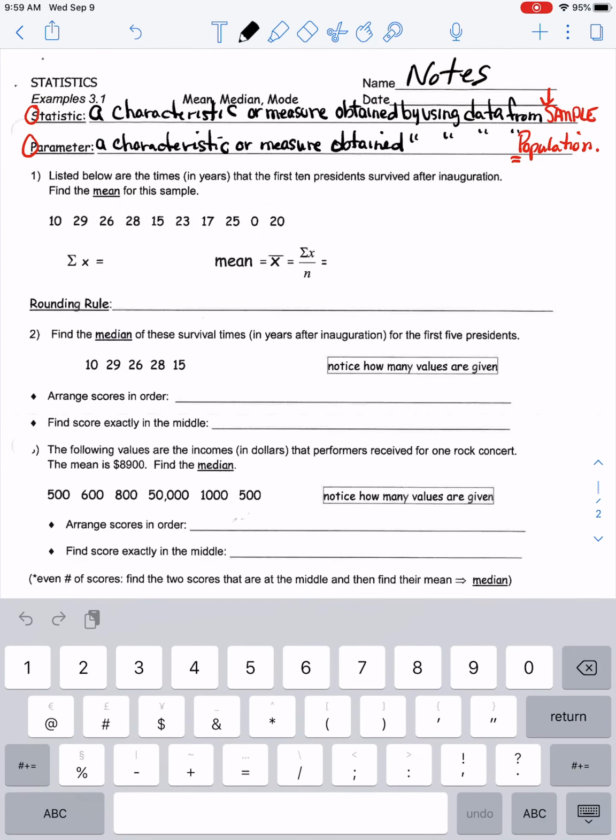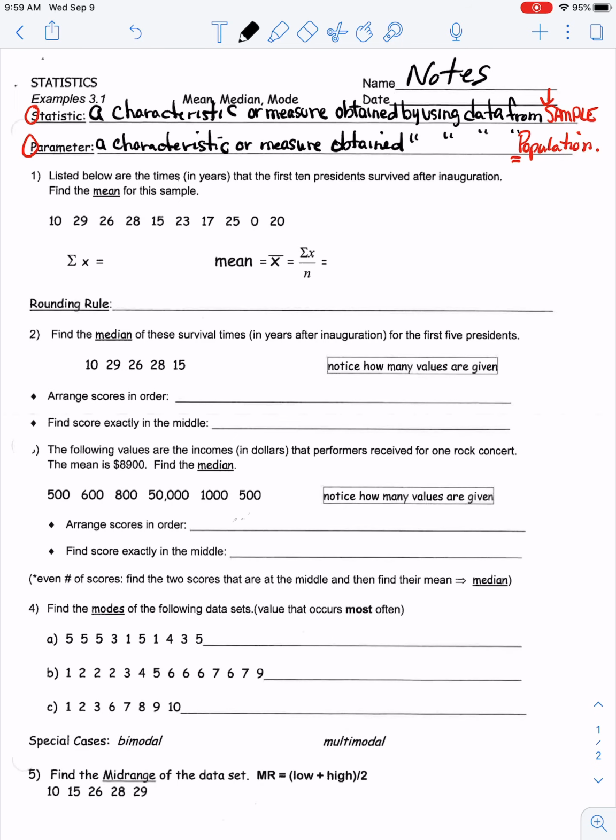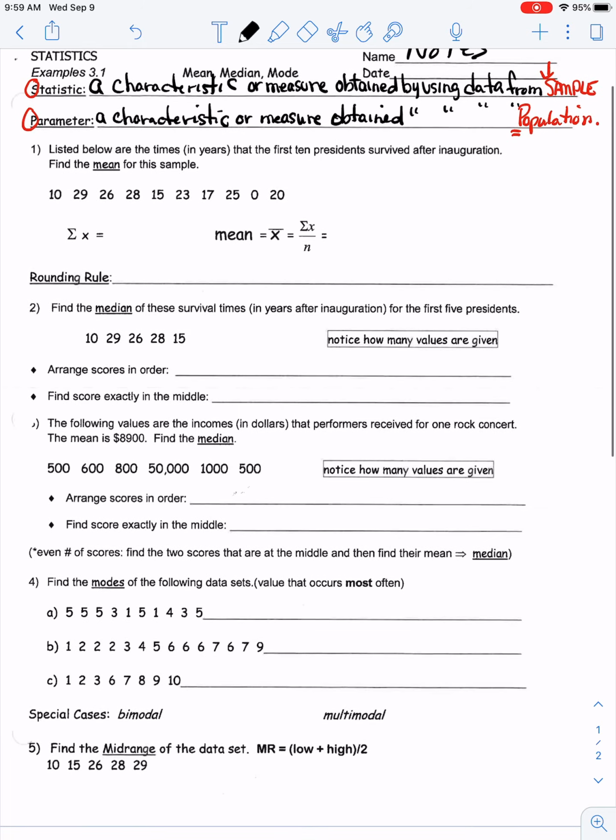All right, so basic things like mean, median, and mode. Maybe you learned this back, some people always joke, oh, back in 5th grade I learned about that. So maybe that's true for you too. Okay, so in this example it says, here's a bunch of data. How long the first 10 presidents survived after your inauguration. Okay, so there's the data. And we want to go through and calculate the average, the mean.